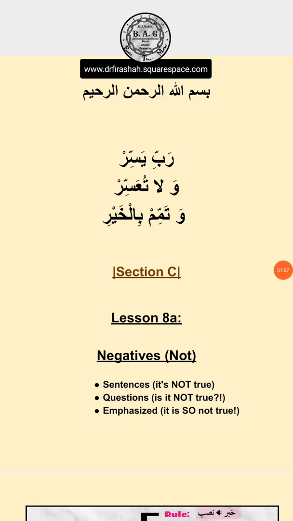Then we are going to study the next lesson, which will be lesson 8b, and in that I'm going to tell you two special formations that give a lot of emphasis to a negative sentence. And finally we are going to wind this topic up in lesson 8c, when we are going to study some special words that are used for emphasis in making a negative sentence or a question. So that's how this topic is going to be studied.